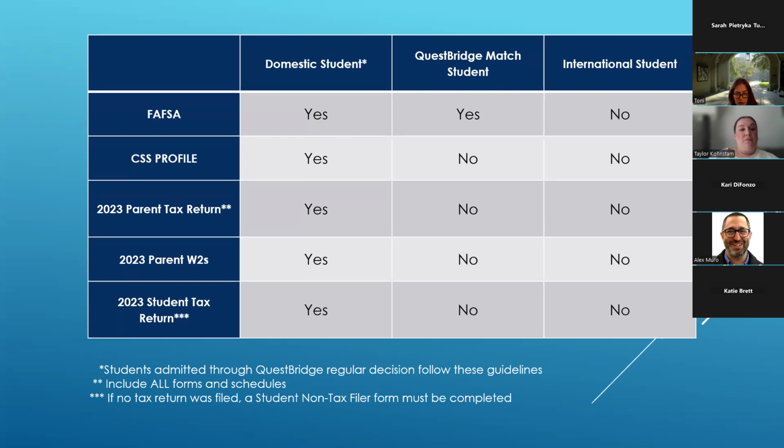Some families are self-employed, so they may not have a W-2, and you would not be required to submit a W-2. If you are a QuestBridge match student, you only have to complete the FAFSA and you do not have to do the other documents. And for an international student, you do not need to reapply.